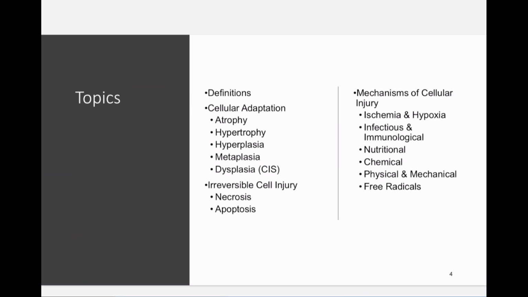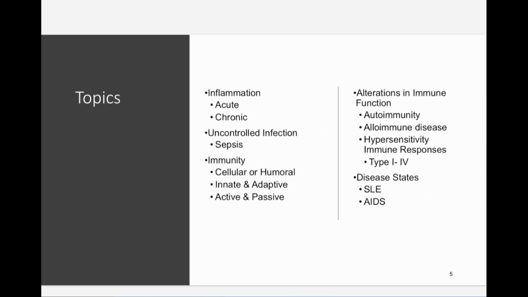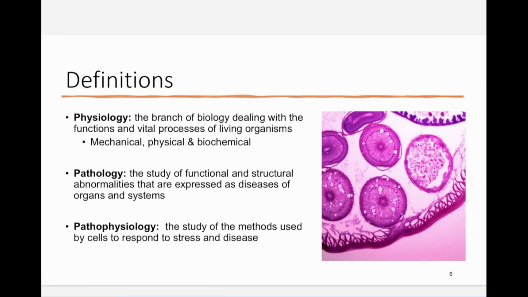The topics we're going to go over as we go through the process. We're going to get into some diseases at the end. Right now, it's more definition stuff with this lecture. So physiology is just normal functions, vital processes of living organisms. Pathology, the study of the functional and structural abnormalities due to diseases. But in pathophysiology, the methods used by the cells to respond to stress and disease. So how does our body respond when something goes wrong?